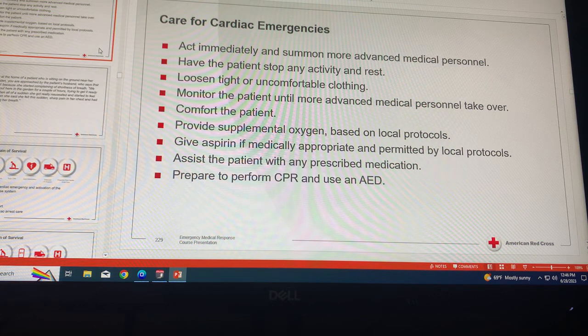Care for cardiac emergencies, okay? So you want to act immediately and summon more advanced medical personnel. Have the patient stop any activity and rest. Loosen tight or uncomfortable clothing. Monitor the patient until more advanced medical personnel take over. Comfort the patient. Provide supplemental oxygen based on local protocols, give aspirin if medically appropriate and permitted by local protocols, assist the patient with any prescribed medication, and prepare to perform CPR and use an AED.